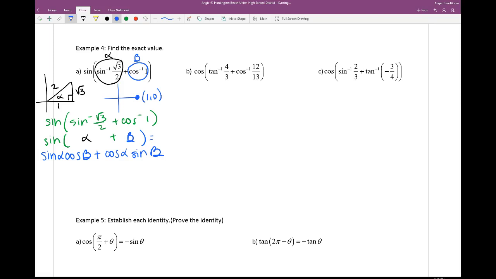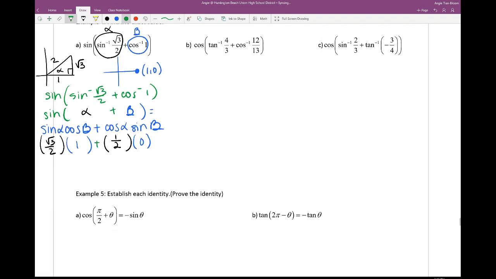Okay, well, I have alpha and beta. I know exactly where to look for alpha. Alpha is a black triangle. Sine of alpha is radical 3 over 2. Cosine of alpha, I can also look at the black one. Cosine is adjacent over hypotenuse. Beta, cosine of beta. Beta is a blue one. Cosine is 1. Sine is 0. And then in the middle, I need to bring down that plus sign, otherwise it's going to be wrong. Okay, so when I multiply, 1 times radical 3 is just radical 3, all over 2. 0 times anything is 0. So my final answer for this one is just radical 3 over 2.